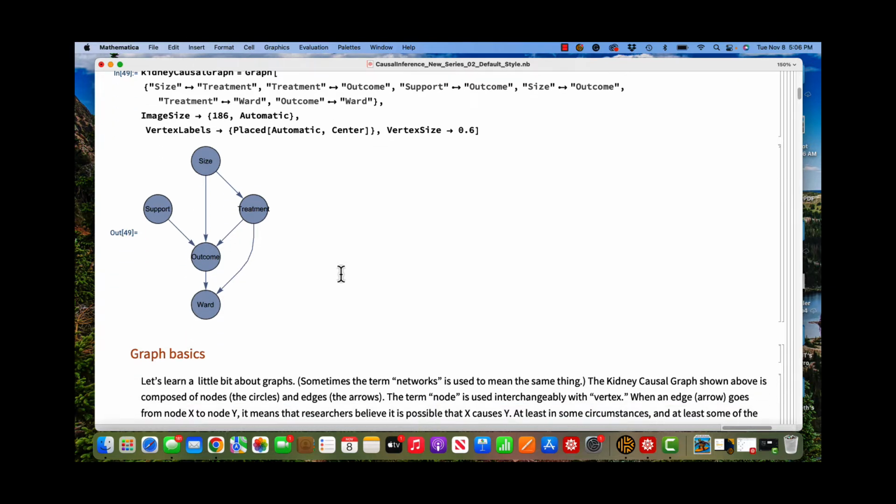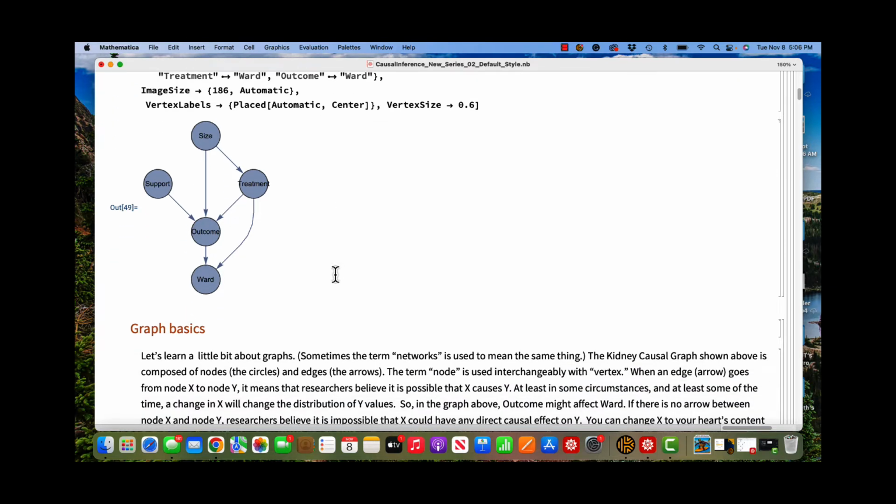But we do need to understand what a graph is, and a graph is basically a collection of nodes and edges. Nodes go by different names. Sometimes they're called nodes, sometimes they're called vertices, same thing. And also graphs go by different names. Sometimes they're called graphs, sometimes they're called networks. For my purposes, same thing, and I think for most people's purposes, same thing.